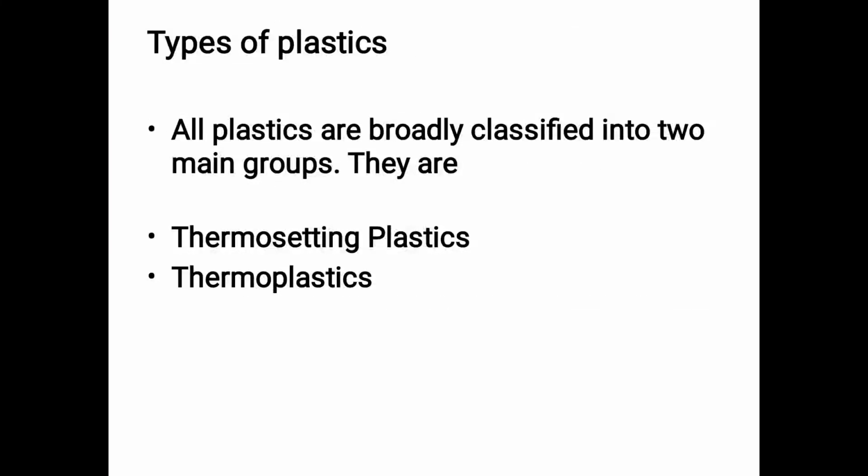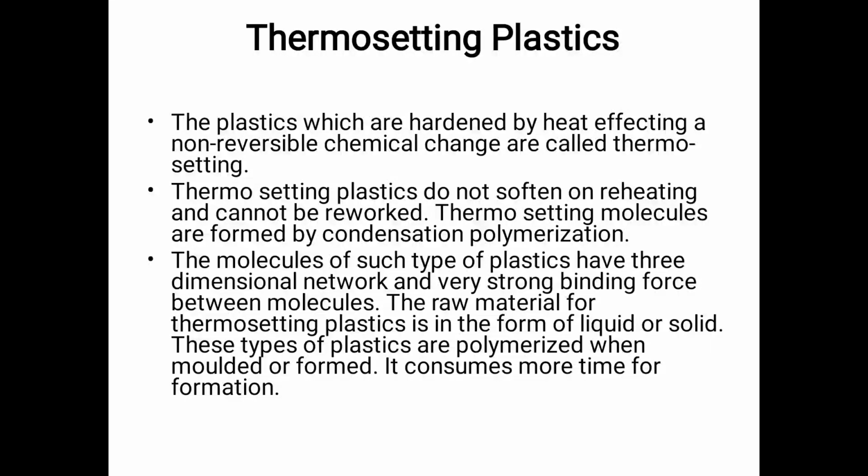Then the types of plastic. All plastics are broadly classified into two major groups: one is thermosetting plastic, and another is thermoplastic. First of all, we should know the thermosetting plastic. The plastics which are hardened by heat with non-reversible chemical changes are called thermosetting. Thermosetting plastics do not soften on reheating and cannot be reworked. Thermosetting molecules are formed by condensation polymerization. The molecules of such plastics have a three-dimensional network and very strong binding force between molecules.